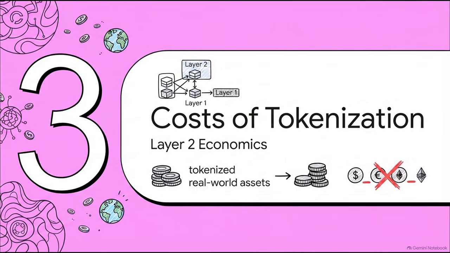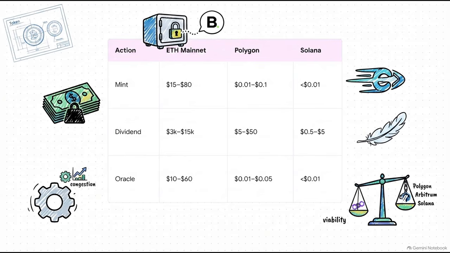Because as beautiful as the theoretical magic of tokenization is, it absolutely has to survive contact with actual transaction fees. Look, Ethereum mainnet is incredibly secure. That makes it the ultimate trust anchor for giants like BlackRock. But it is not a high-throughput transaction processor.